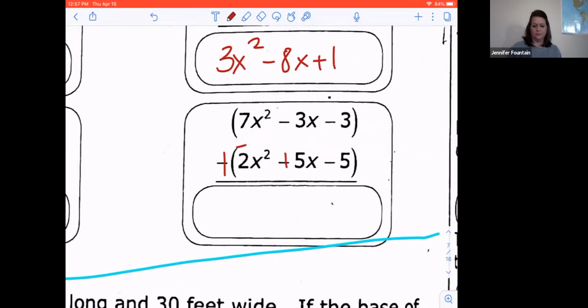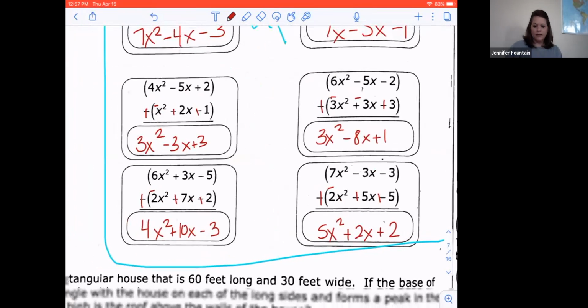Add the opposite. 7x plus a negative 2x is 5x squared. Negative 3x plus a positive 5x will be positive 2x. Negative 3 plus a positive 5 will be a positive 2. Any questions on any of those?